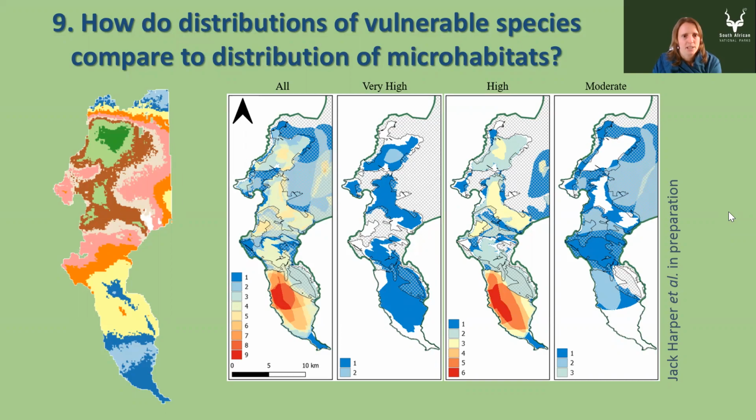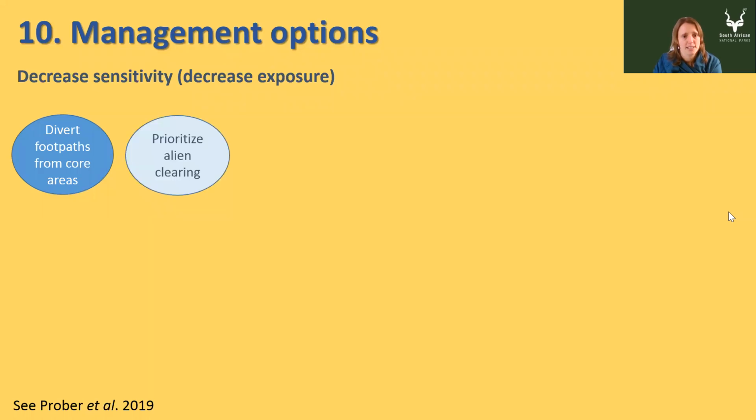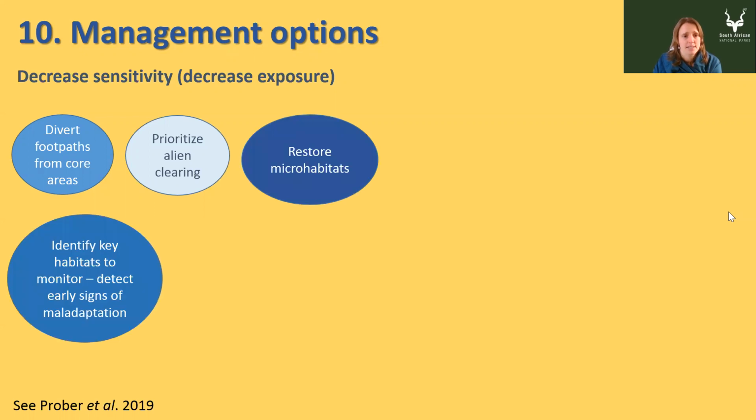So getting on to management actions, we haven't actually workshopped this component yet, but we've thought about it a bit from a reptile and amphibian perspective. So there's a number of things you could do. You could divert footpaths from core areas, prioritize alien clearing in sensitive areas, restore microhabitats, or you could tailor your monitoring to the seasons and spaces that are deemed to be critically important.